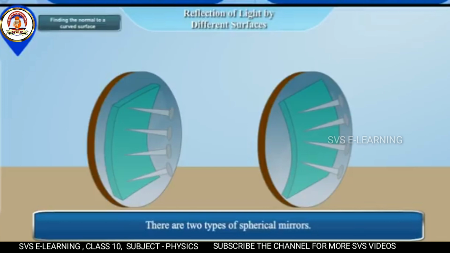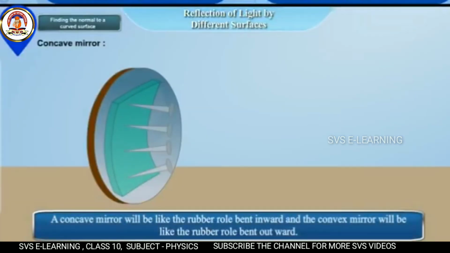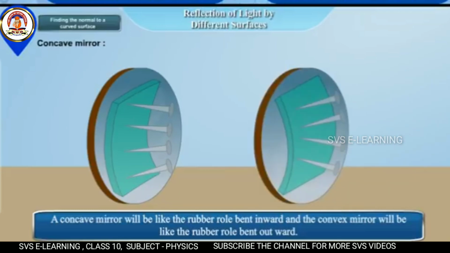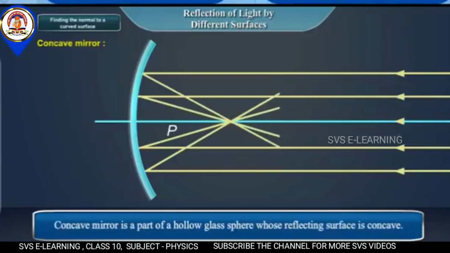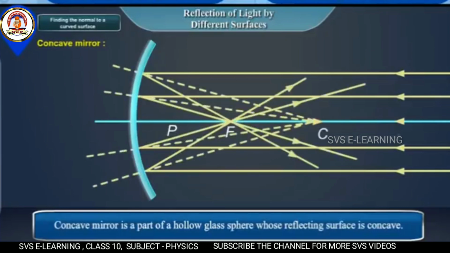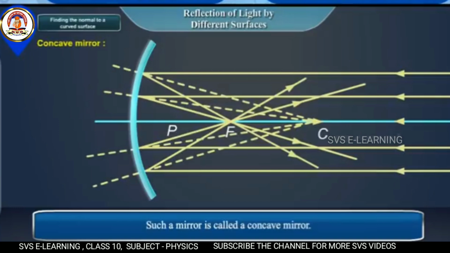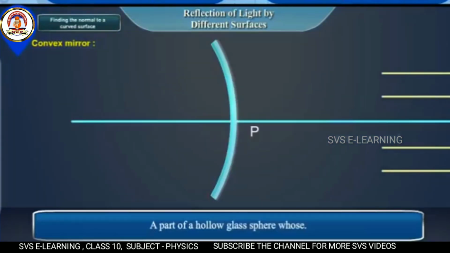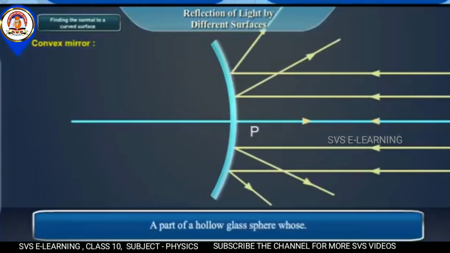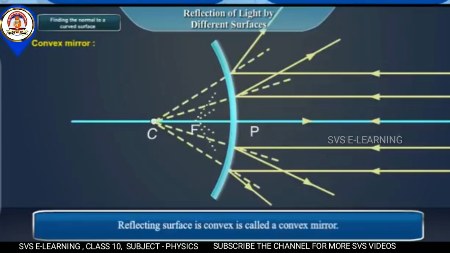This gives an idea of what is likely to happen with the spherical mirror. There are two types of spherical mirrors. Concave mirror. A concave mirror will be like the rubber roll bent inward, and the convex mirror will be like a rubber roll bent outward. A concave mirror is a part of a hollow glass sphere whose reflecting surface is concave. Convex mirror. A part of a hollow glass sphere whose reflecting surface is convex is called a convex mirror.